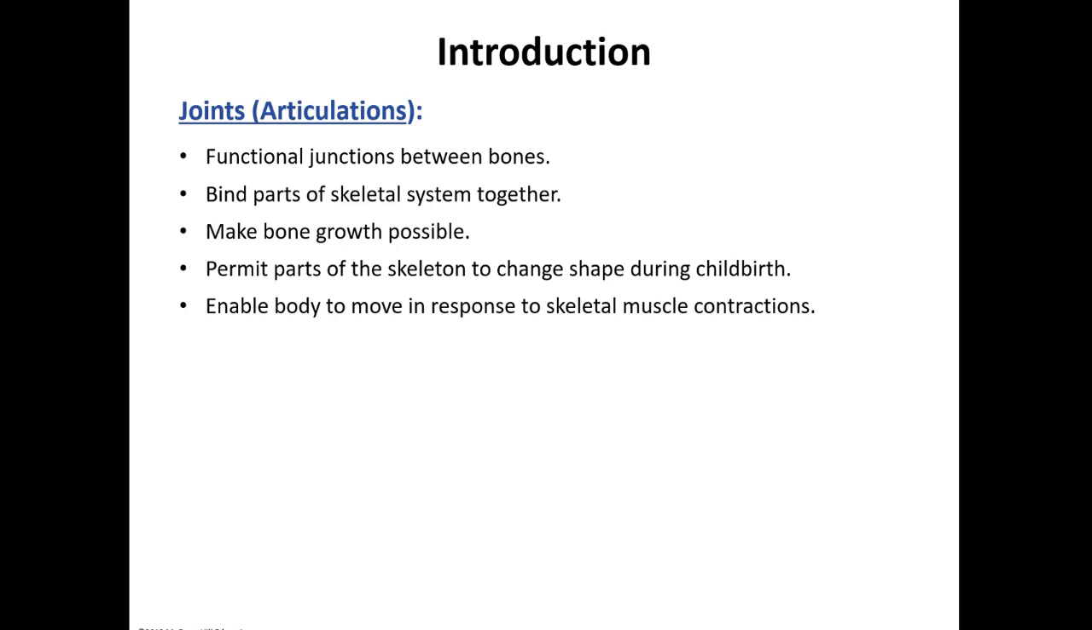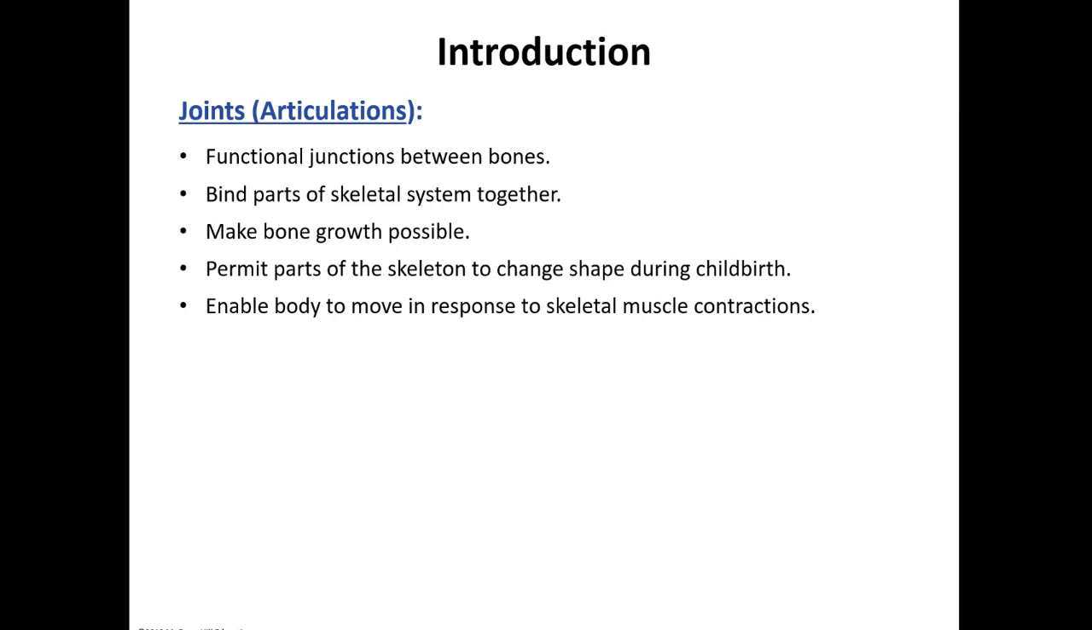The joint permits several parts of the skeleton to change shape, as in during childbirth, when the mother's pubic symphysis joint slightly moves, making it easy for the baby to be delivered from the mother's uterus into the vagina. That joint there has to move. The joint is called the pubic symphysis.